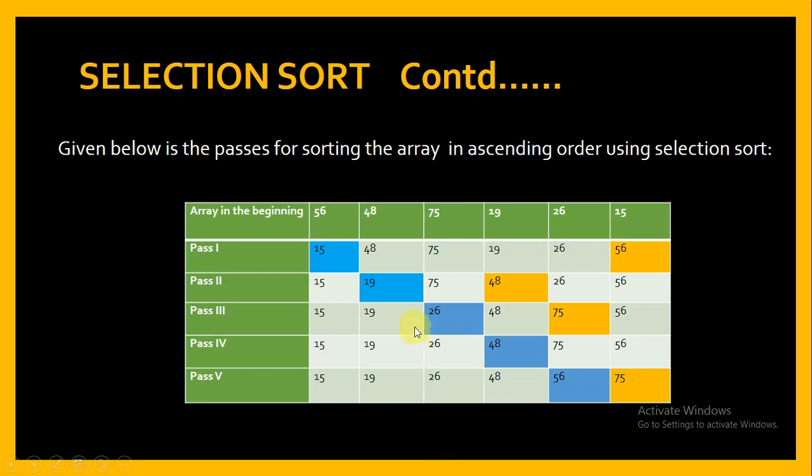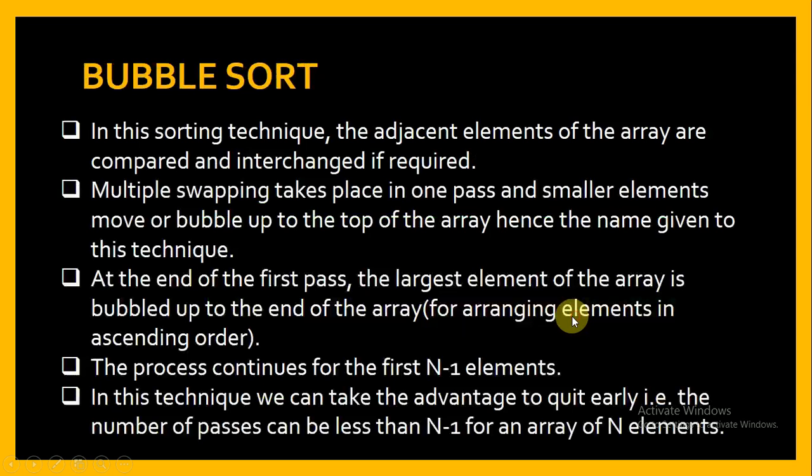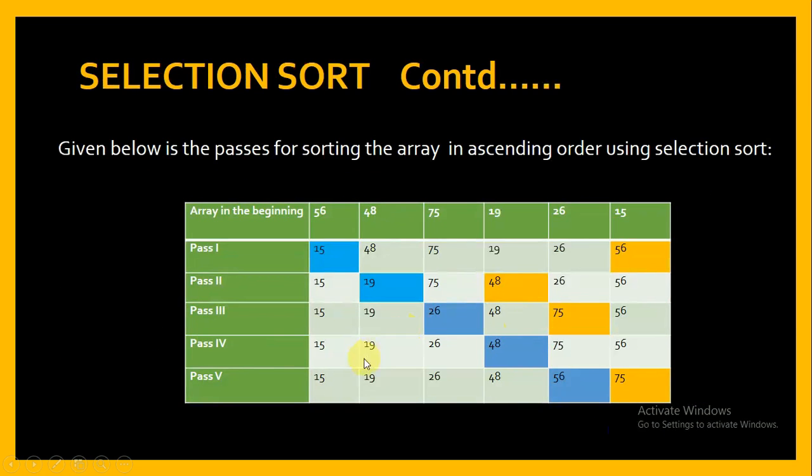After every pass, the elements are swapped. In the second pass, you can see 19 is the next smallest element. This will be swapped with the second element. So here 19 will come and here 48 will come. In the third pass, you can see this is the array. 26 is the next smallest element. So 26 and 75 will be swapped. You can see 26 will come here and 75 will come here. In the fourth pass, 48 is the next element and it is the smallest element itself, so there will be no swapping and 48 will remain at this place only.